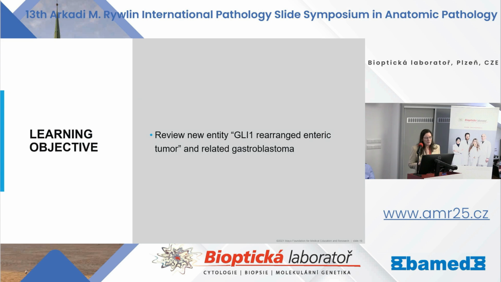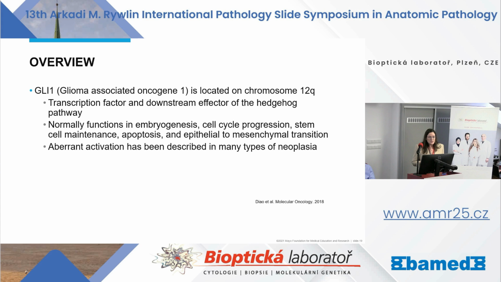So I want to review this newly described entity and the related gastric entity, gastroblastoma. GLI1 is located on chromosome 12q. It's a transcription factor and a downstream effector of the hedgehog pathway. Normally it functions in embryogenesis, cell cycle progression, stem cell maintenance, apoptosis, and epithelial to mesenchymal transition. Aberrant activation has been described in many types of neoplasia.